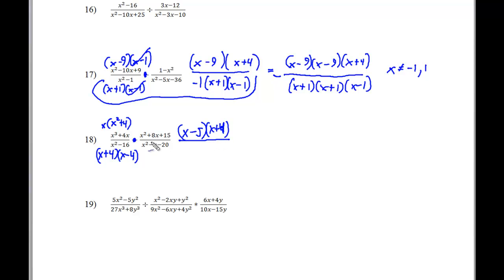All over. In this case, we're going to move this to the bottom here. 2 numbers to multiply to make 15 and add to make 8. Well, that's going to be easy. That's x plus 3 and x plus 5. All right, so that's done.